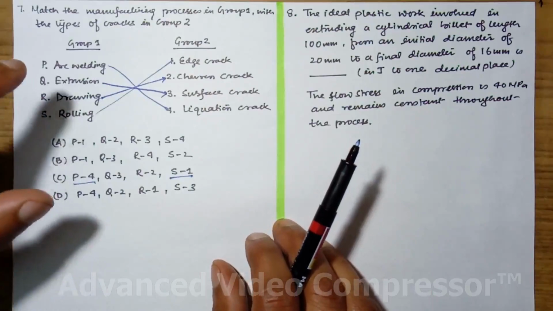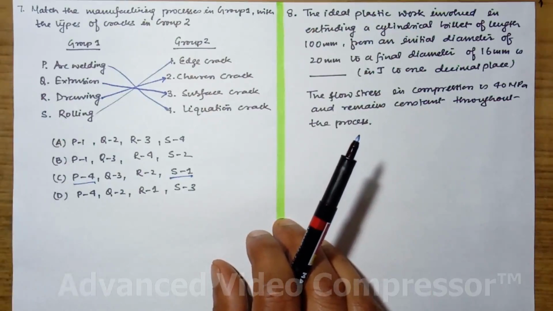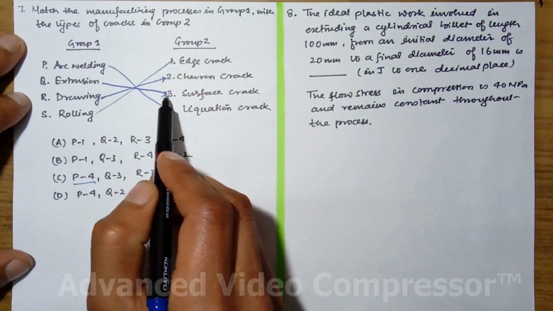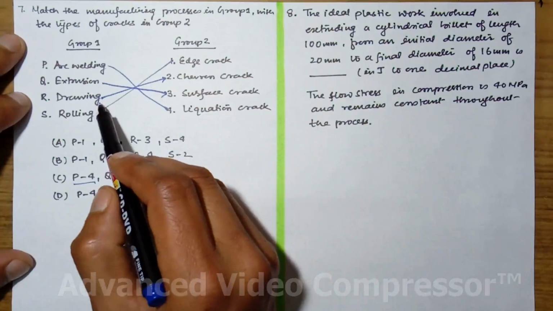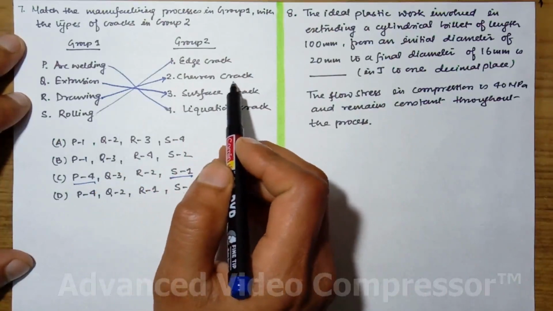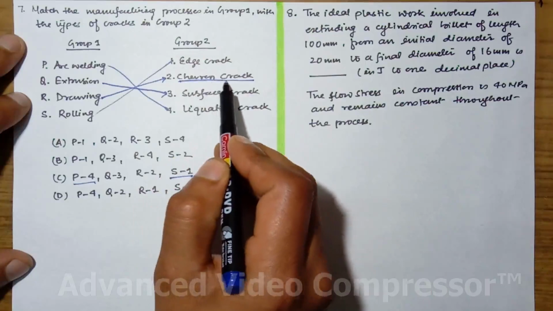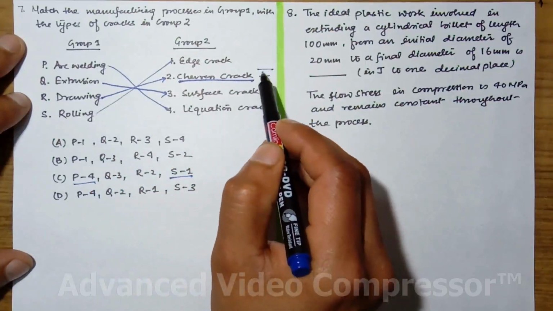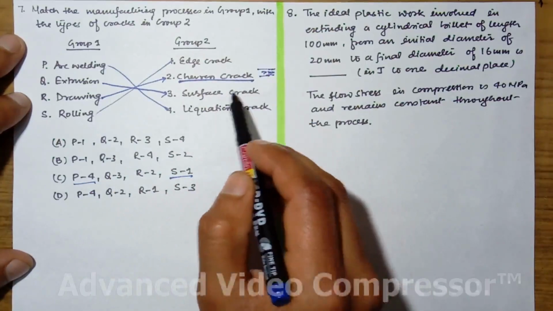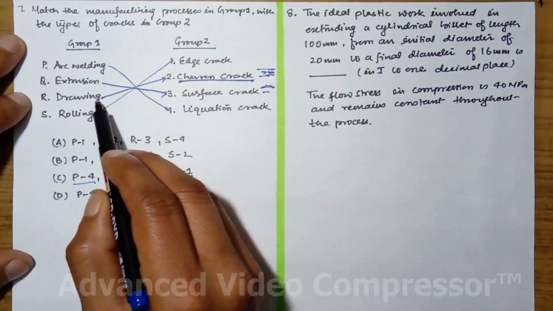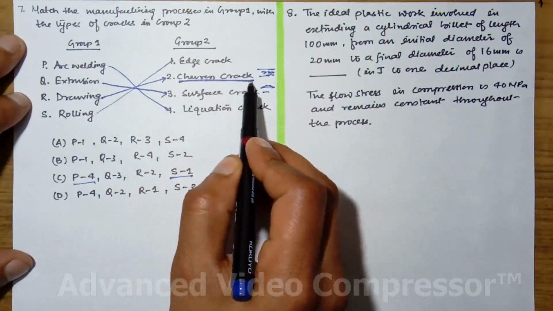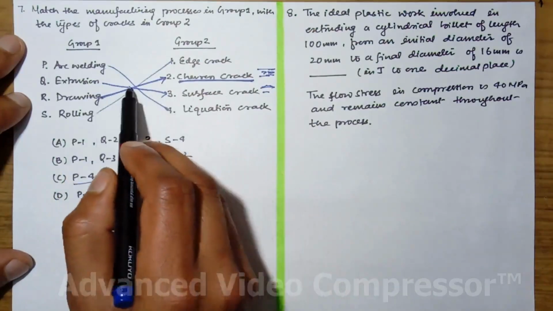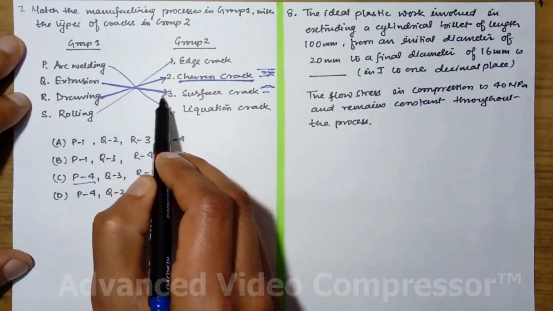So here I have gone through the options only, but if you try to analyze, then in the case of extrusion, surface crack is more prominent, and in the case of drawing, Chevron crack is more prominent. Maximum chances are there that in the drawing process Chevron crack will occur. Chevron crack occurs in the middle part during drawing, and surface crack on the surface. So in drawing, maximum chances are there that Chevron cracks occur. That's why R matches with 2 here. And in extrusion, surface crack chances are more. That's why it has matched here.